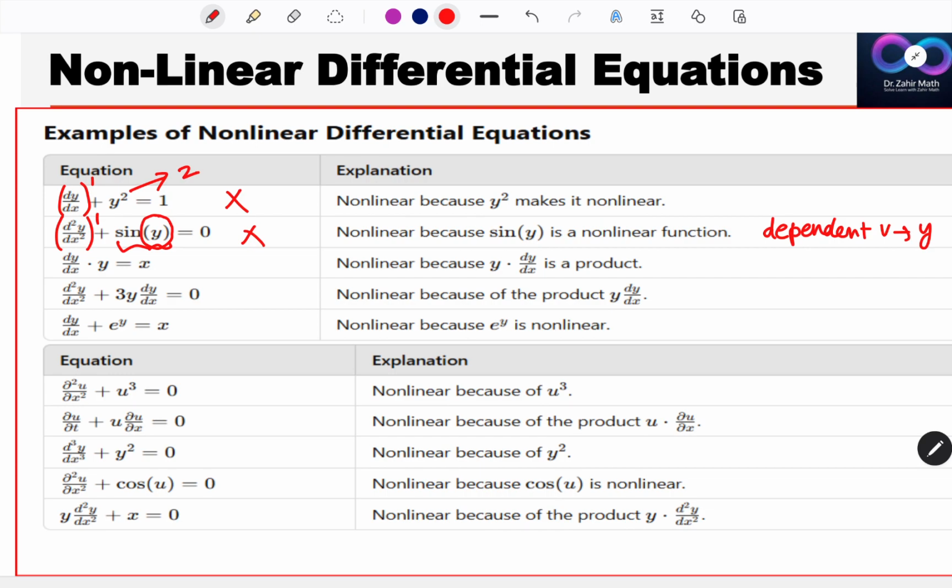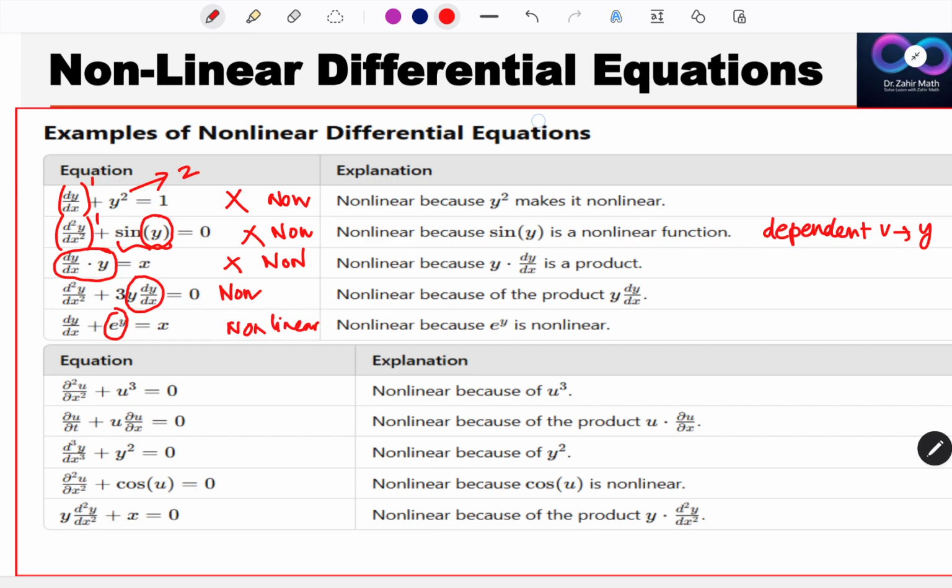And I told you, not only y power more than 1, and not only derivative power more than 1, sometimes if y is multiplied by a derivative, it is also non-linear. So look at the situation here, y multiplied by dy by dx. So it is a non-linear differential function, and the equation is called a non-linear differential equation. Okay. And also here you see y multiplied by dy by dx. So this is a non-linear differential equation. When I put a cross mark, it is a non-linear differential equation. Okay. Right. So the next one, there is e power y. So it is a non-linear differential equation.